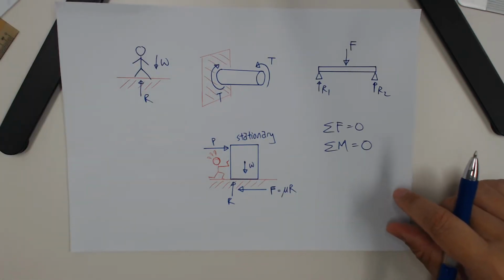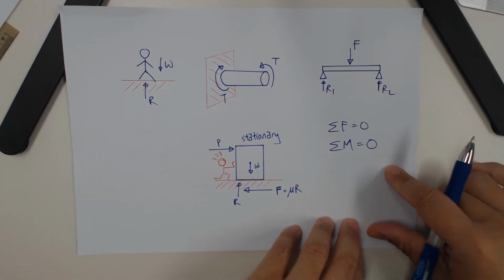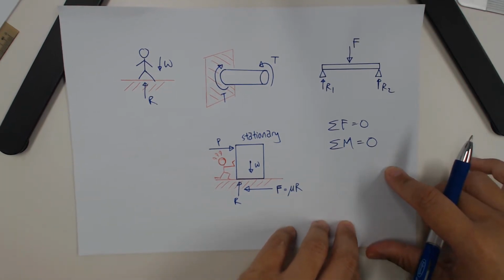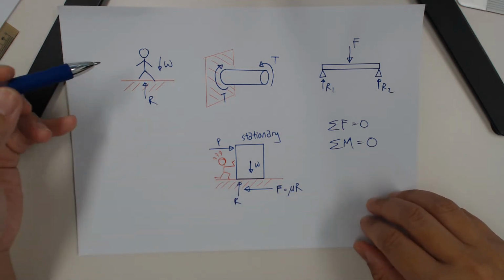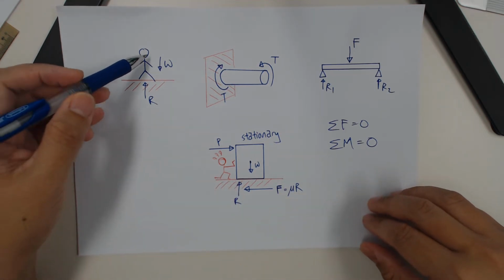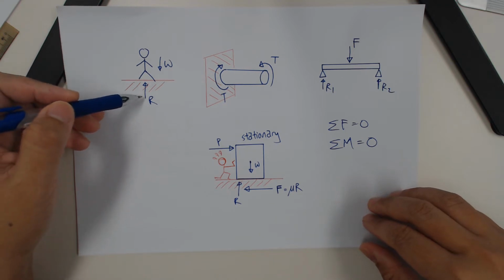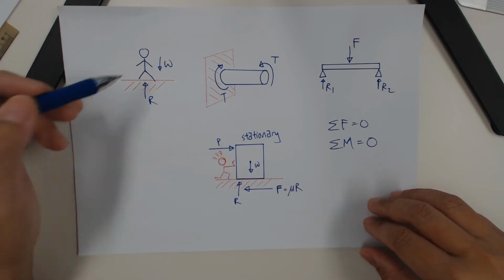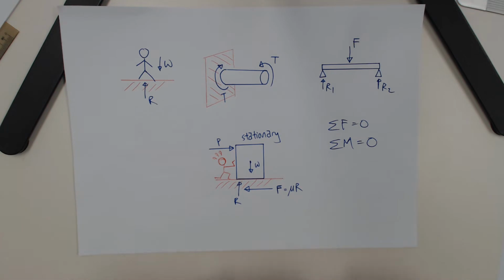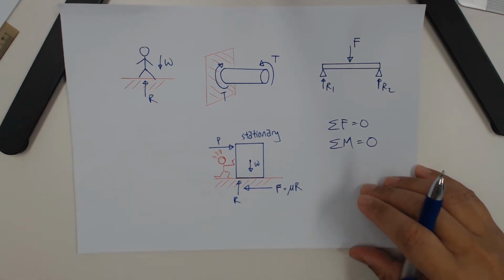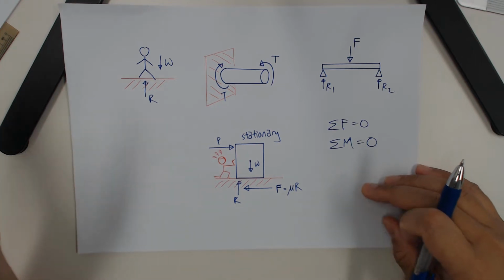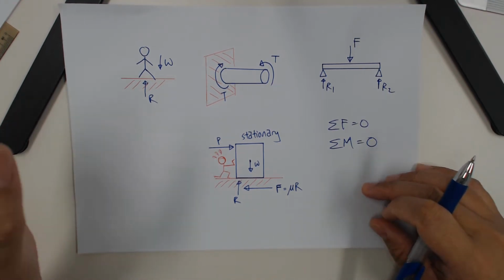Let's focus this time on static equilibrium, because it's easier to visualize. Here are some examples. The first one, you have the guy whose weight will balance out by the reaction that the ground is acting on him. So in this case, the object is the person, the object that you look at. You're always looking at one object and the forces acting on the object.